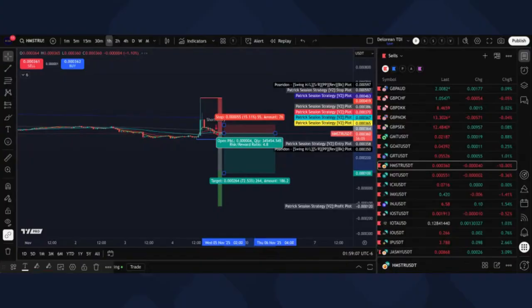HMSTR USDT. This is a 60-minute sell. All right, risk is going to be 4.8. Entry is going to be 0.000364. Stop is going to be 0.000419. Floor at 55 pips. The trade is going to be for 264 pips.